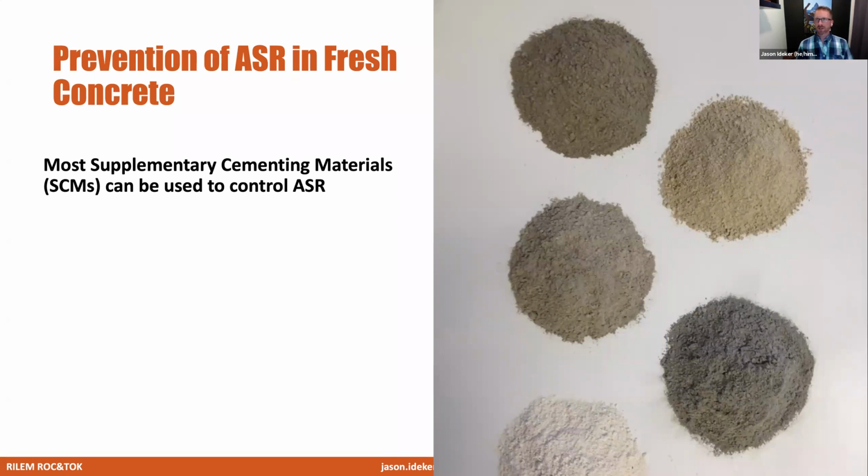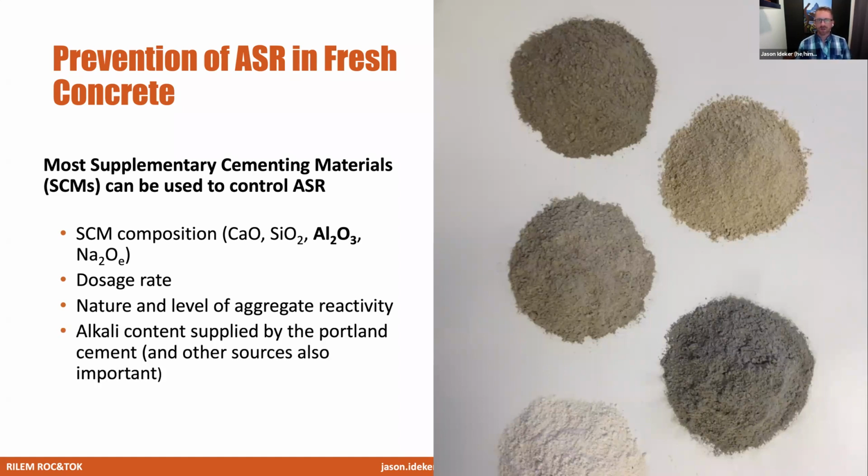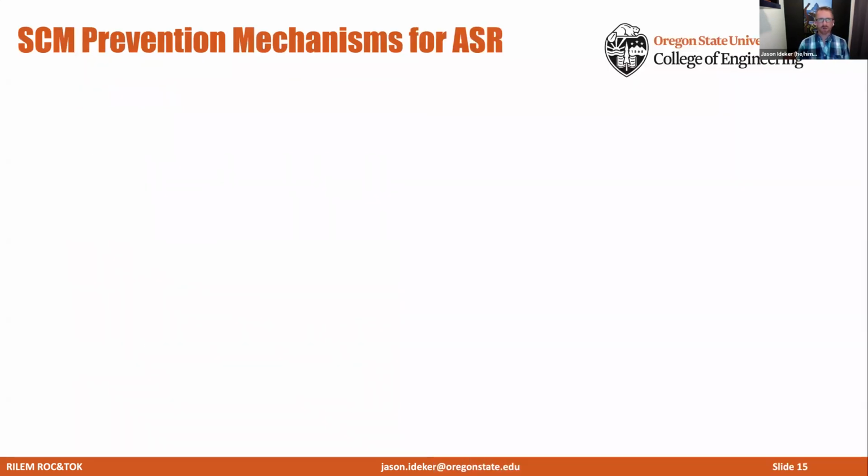So we know that we can prevent ASR in new concrete. Most supplementary cementing materials can be used to control ASR, and this is our most popular prevention method, but it depends on the composition of the SCM. Pay particular attention to the alumina. We're going to talk about that a good bit today. It also depends on the dosage rate, how much of the SCM you're using, the nature and level of the aggregate reactivity itself, also the alkali content that's supplied by the Portland cement and other sources that I mentioned before as well. So how do SCMs actually prevent ASR?